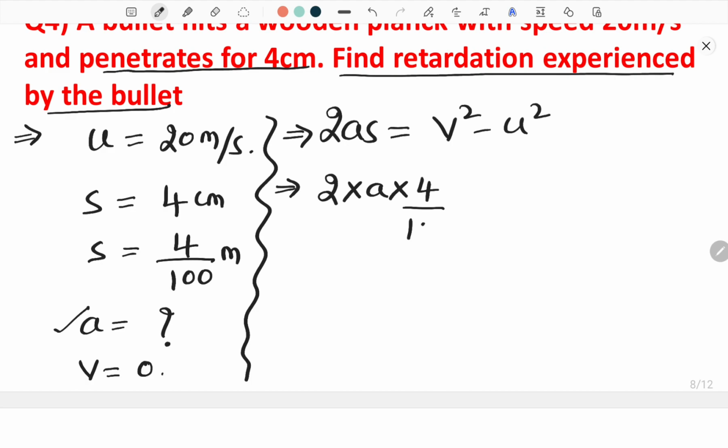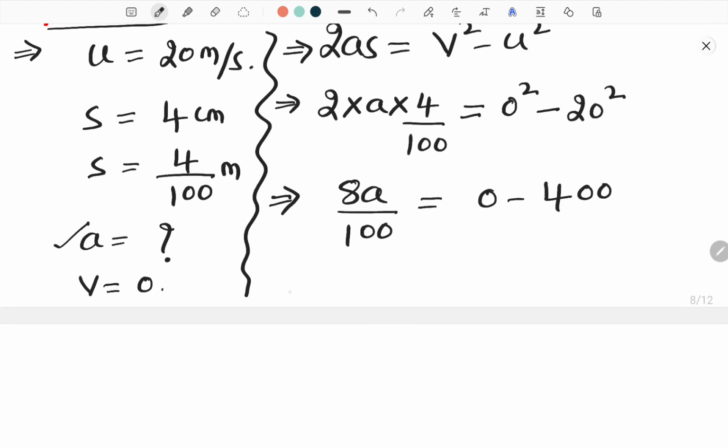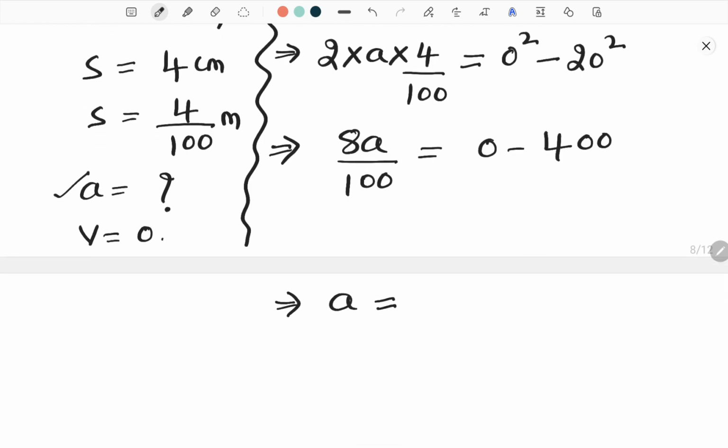which is going to be 4 by 100. And that is equal to v², which is 0², minus u², which is 20². So it becomes 2 into 4 is 8, or you can keep it like this also: 8a divided by 100 is equal to 0 minus 400. Then the acceleration we need, right? So acceleration is equal to 0 minus 400, which is minus 400, into 100 divided by 8.